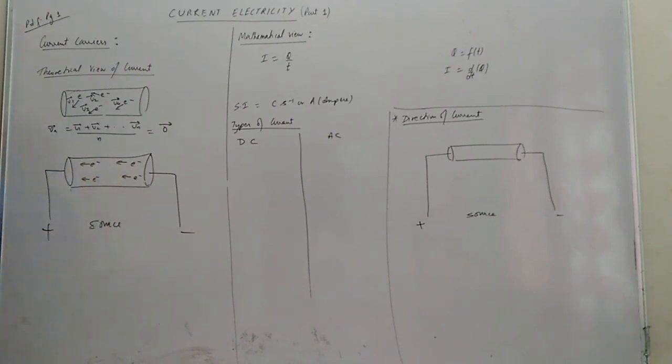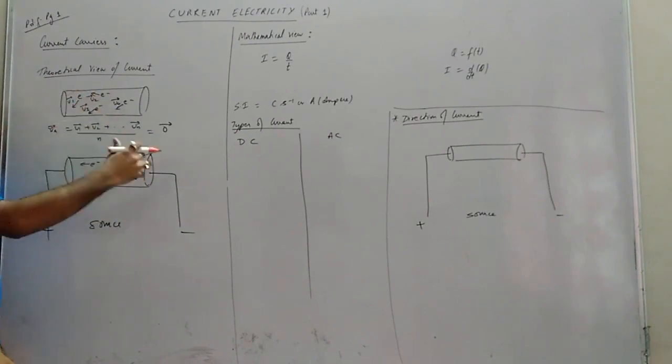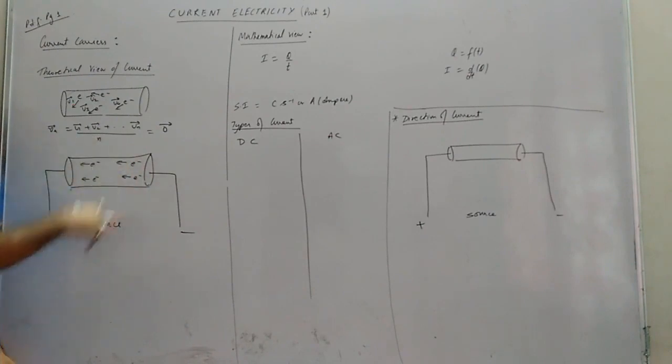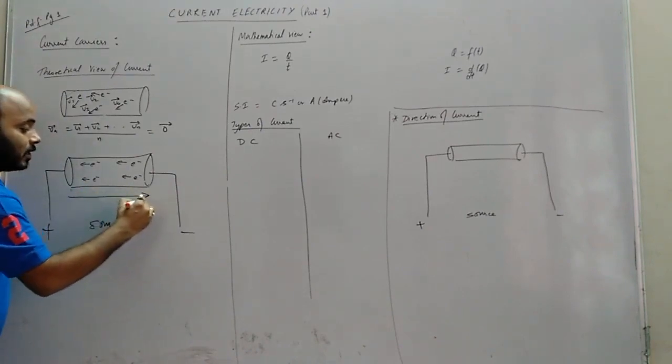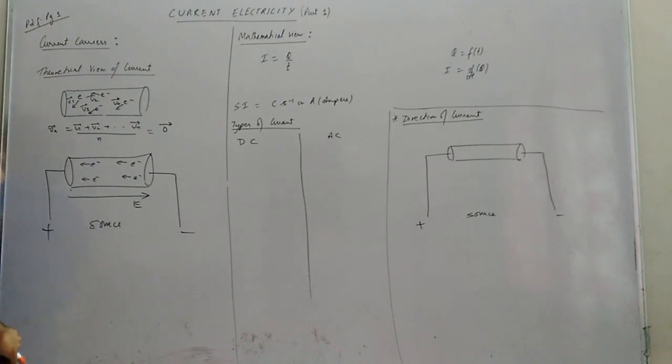Earlier it was flowing randomly in all directions, now it is an organized flow. This is called current flow. So current flow is the organized flow of electrons. When we connect it with the source, all the electrons start moving in a direction opposite to the direction of the electric field. Why opposite? See, this is plus, this is minus. Then the electric field will be in this direction, plus to minus. The electrons are moving in the opposite direction. This is called current flow.